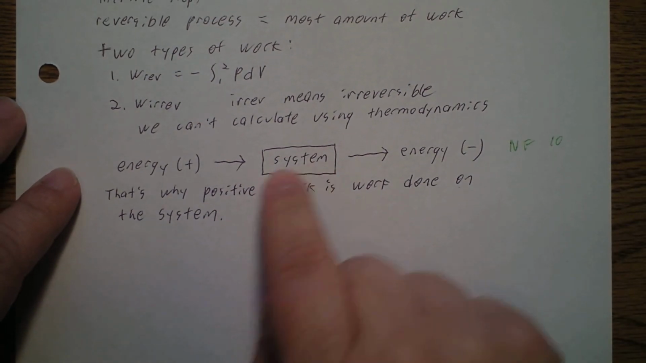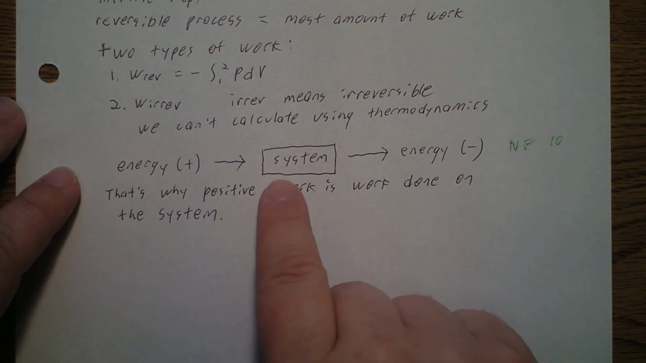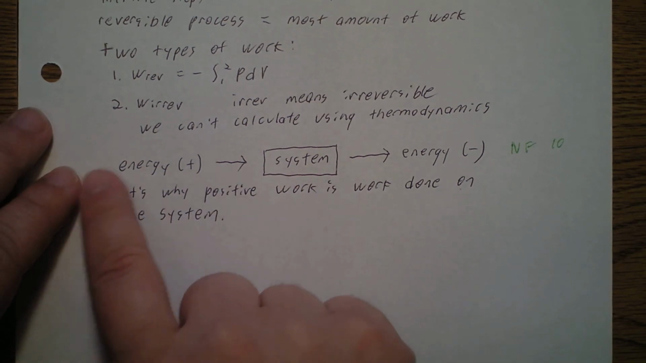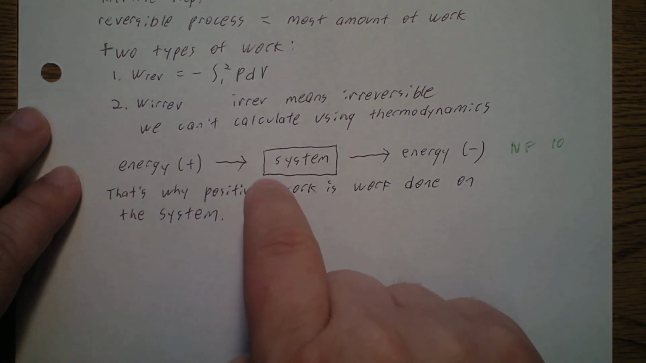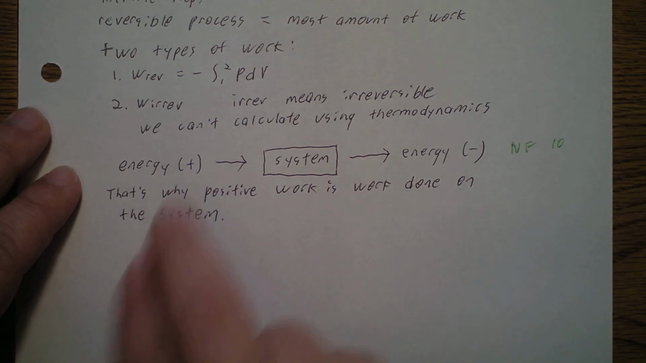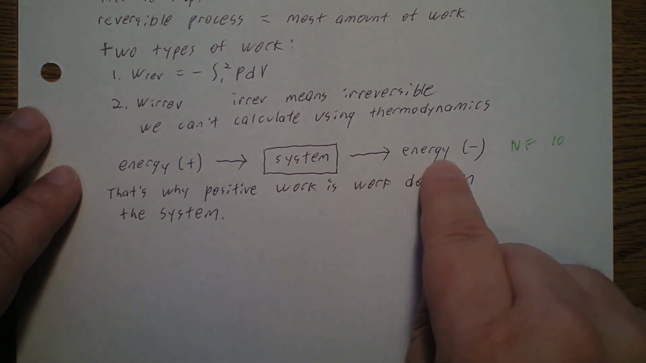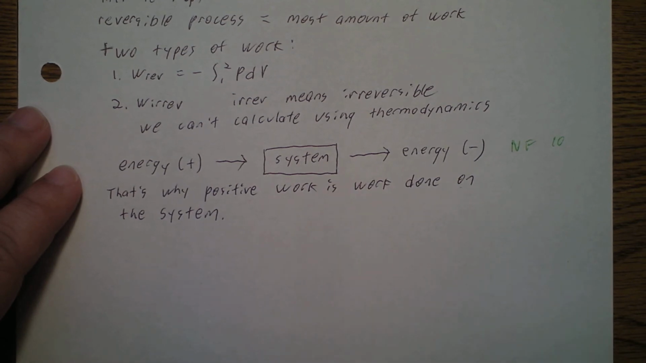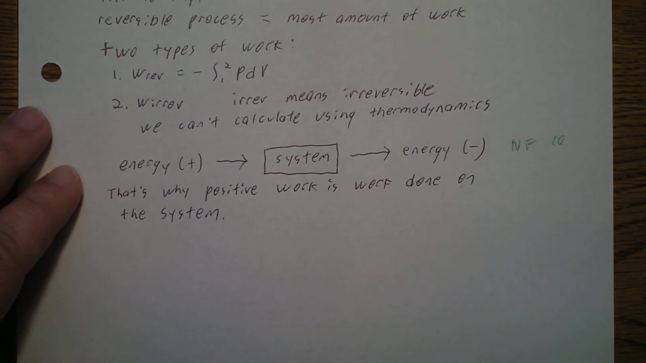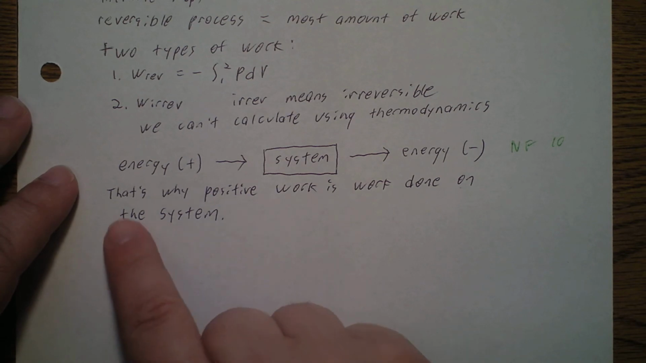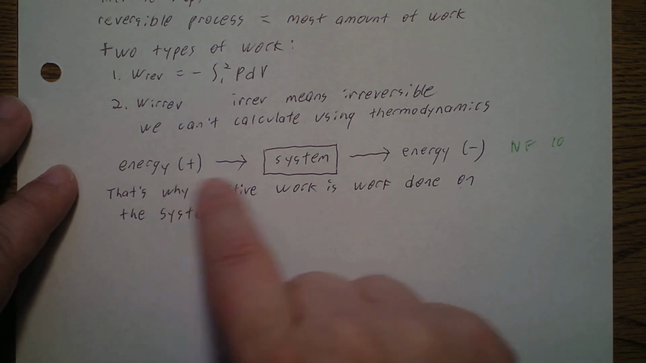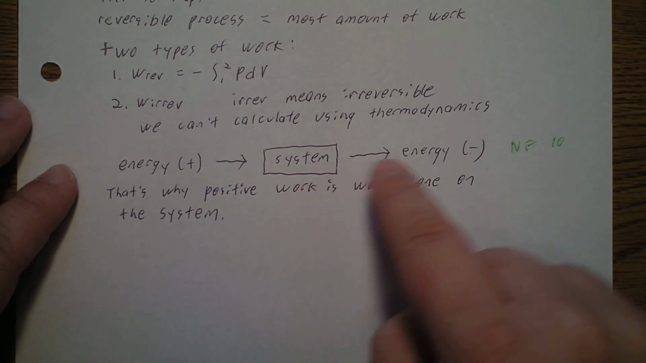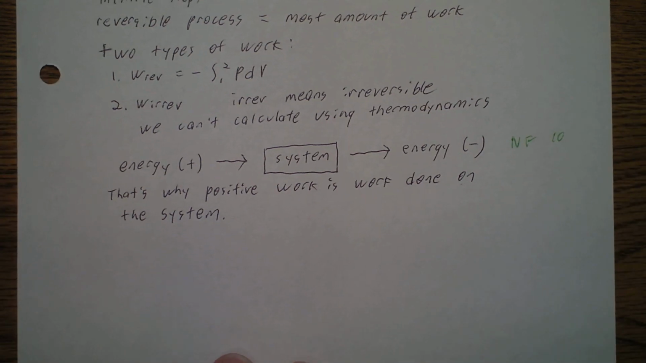So here's our system. Remember the nomenclature that we're using. If any energy is coming to the system, no matter how it's coming in, we consider that positive energy. And if any energy is leaving our system, no matter how it leaves, such as work, which is a type of energy transfer, then that's minus energy. So that's why we say that positive work is done on the system and negative work is done by the system. Okay, that is the end of chapter 2, section 2.